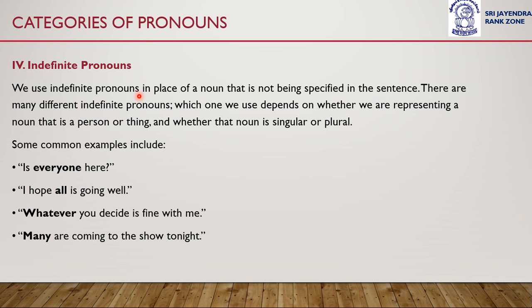Some common examples include: is everyone here? So everyone is an indefinite pronoun because it does not represent any countable number. Alright, I hope all is going well. All is an indefinite pronoun which is used in place of a noun that has not been specified in the sentence. Okay, similarly, whatever you decide is fine with me. Whatever is an indefinite pronoun over here.